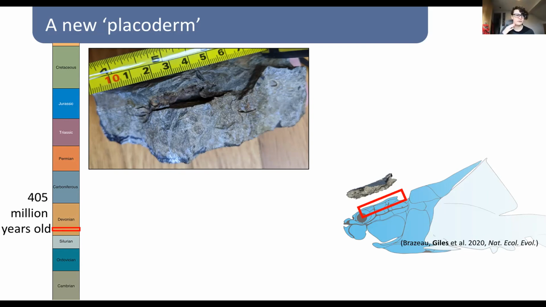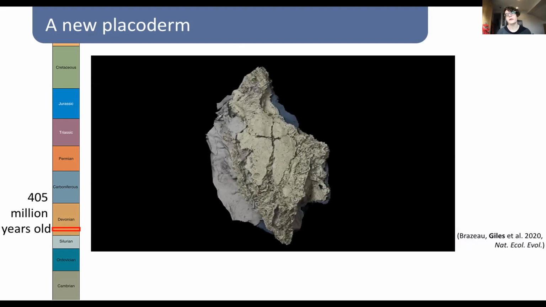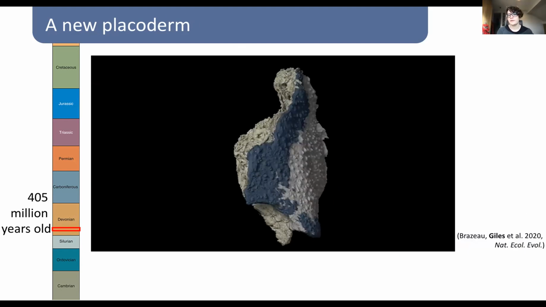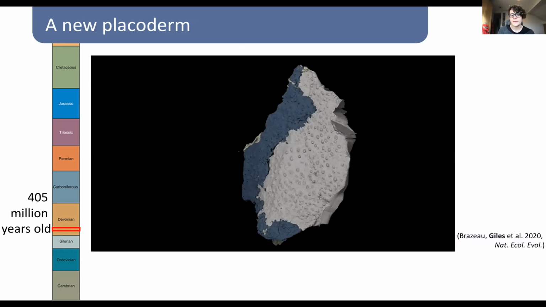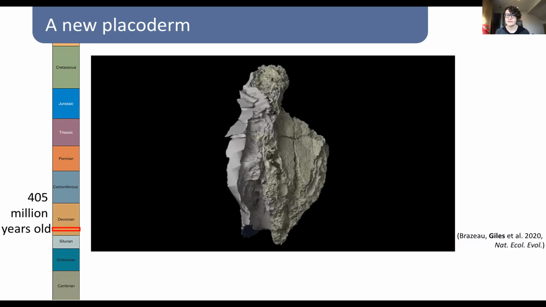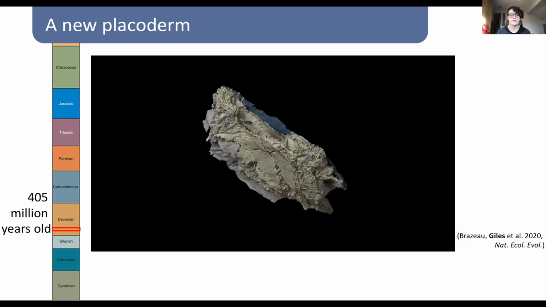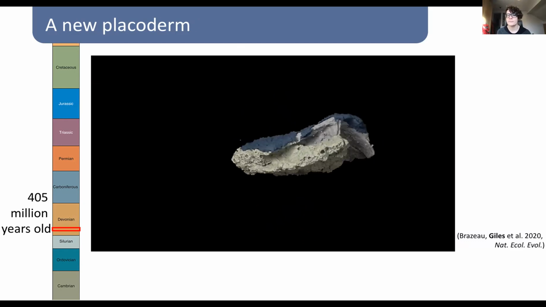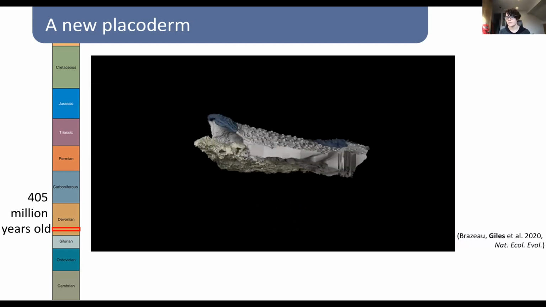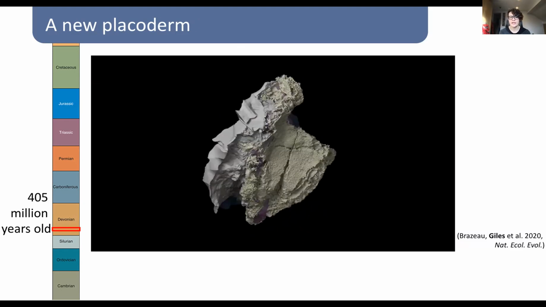Down in the bottom right corner, I've given you an idea. We're looking at the top of the skull of one of these kinds of fish. Specifically, it includes the skull roof and brain case, and we can make a 3D model and segment out different bits. The brain case is in this kind of bronze color, the skull roof is in blue, and then lots of it is molded. That's this gray color.